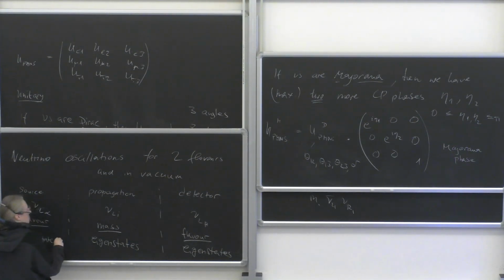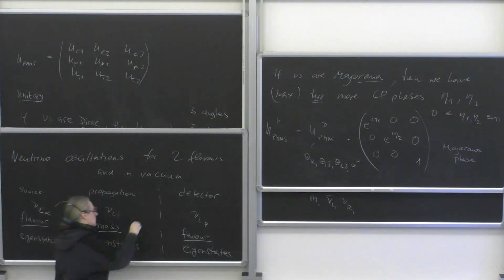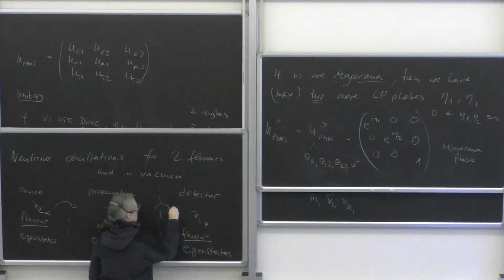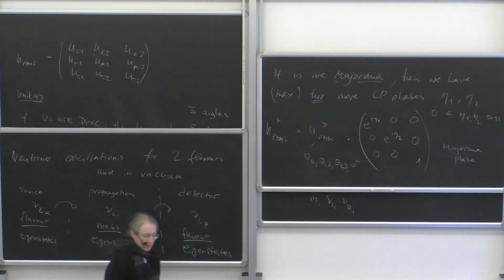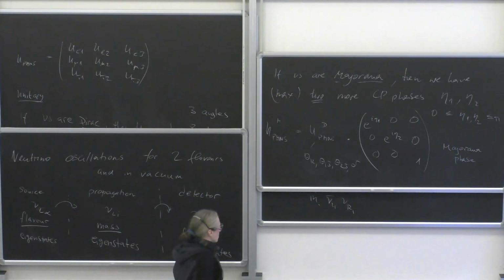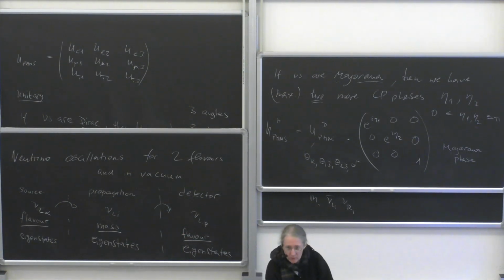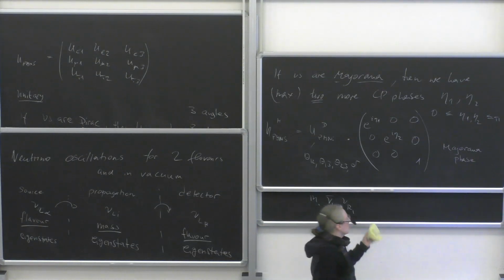So there you see that actually making this transition from being produced as a flavor eigenstate to propagating as a mass eigenstate, and then being again detected as a flavor eigenstate, we involve the PMNS matrix, right? There it comes in. So far, so clear? Good.